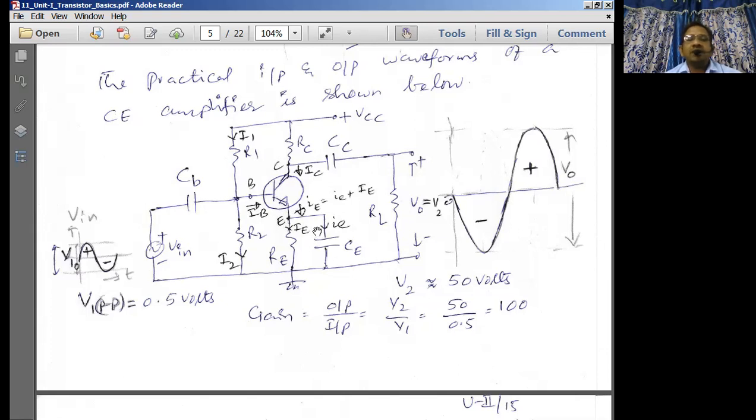Now the AC part of the current normally flows through the bypass capacitor. Under the operating frequencies, this capacitor acts like a short circuit for the AC, and like an open circuit for the DC. So the DC current flows through the thermal stabilization resistor, and the AC current flows through the CE amplifier.